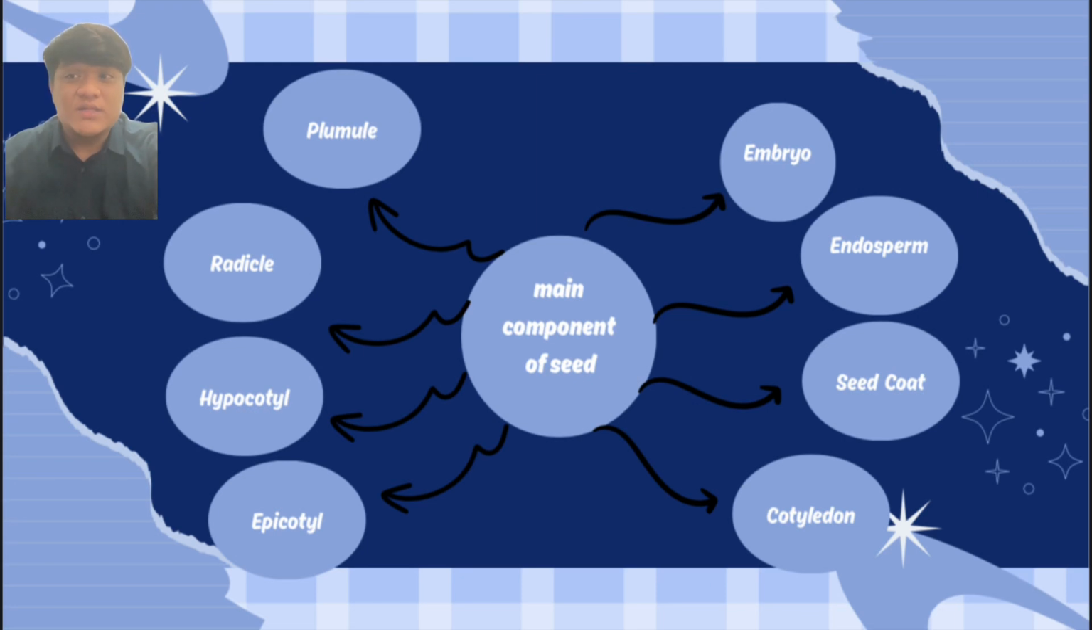It also contains specialized structures like cotyledons, also known as seed leaves. They may absorb nutrients or perform photosynthesis. And then the epicotyl forms the upper part of the stem. Hypocotyl becomes the lower stem, the radicle is the first root to emerge during germination, and the plumule develops into the shoot system. These parts work together to help the seed survive until it can grow into a new plant.